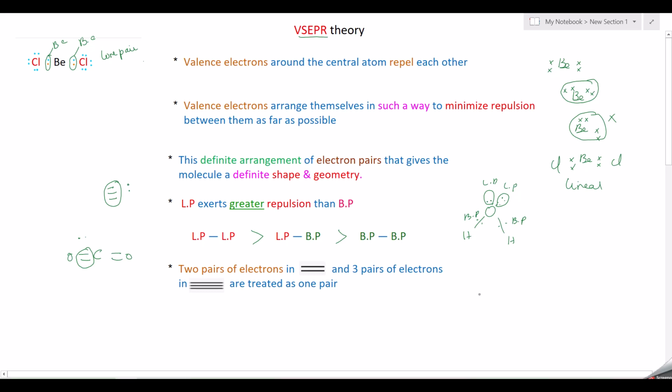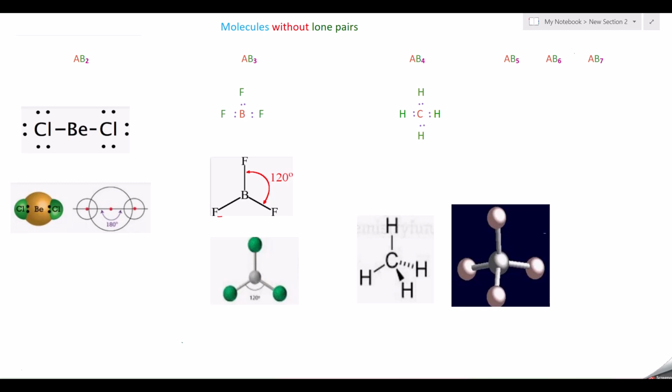and using these assumptions we have to predict the shape of the molecule. To know the shape of the molecule, it's better to classify the molecules in this way. One is the molecules without lone pair, and then the molecules with lone pair. We have many types of molecules without lone pair, and many types of molecules with lone pair. So one by one we will learn. We'll take molecules without lone pairs first.